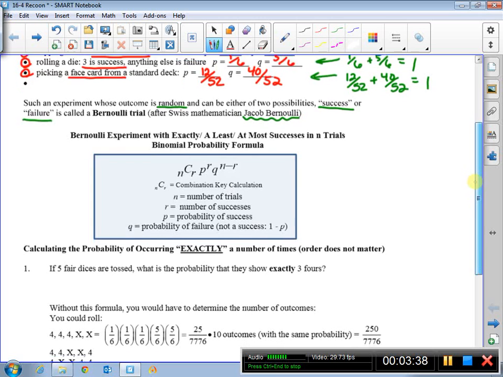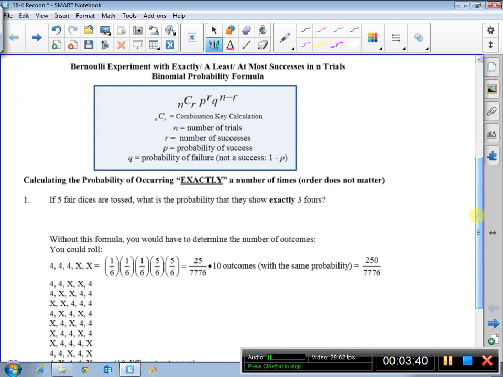These particular problems follow this formula right here. And you do need to memorize this. So this is something you want to put right on your formula page. It's n choose r, p to the r power, and q to the n minus r power, where each of these are defined as follows.